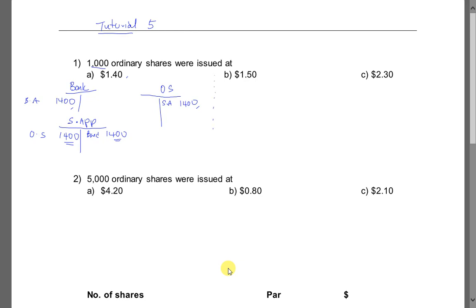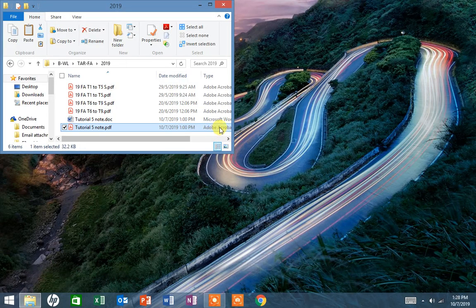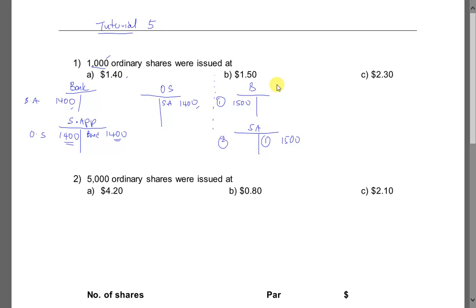For part B, let's say I issue 1,000 shares at 1.50 each, means I'm going to raise 1,500. Debit bank 1,500, step 1. Credit share application 1,500. Okay, then step 2, debit share application and the company issues shares, credit ordinary share capital 1,500. So this one becomes 0. So money received is debit bank or cash, credit ordinary share, the net effect.